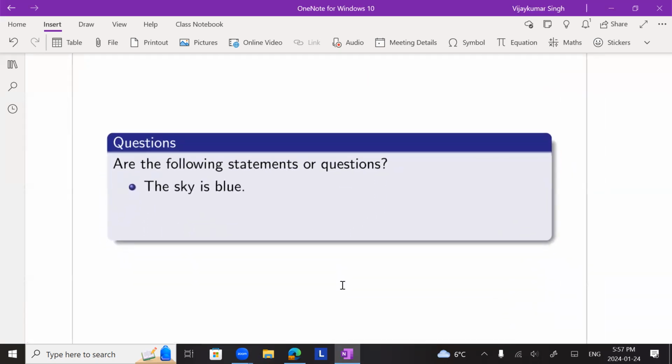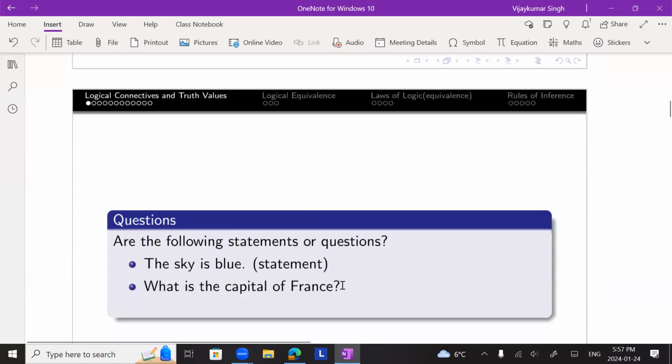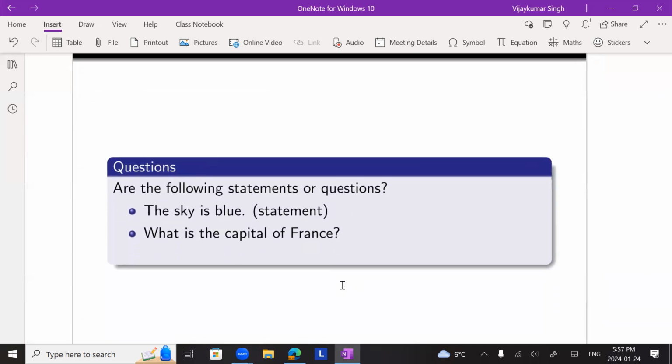So first of all, is this a statement? Sky is blue. So it's a statement. What is the capital of France? Is it a statement? No. Why? Because it's a question. It's not a statement.